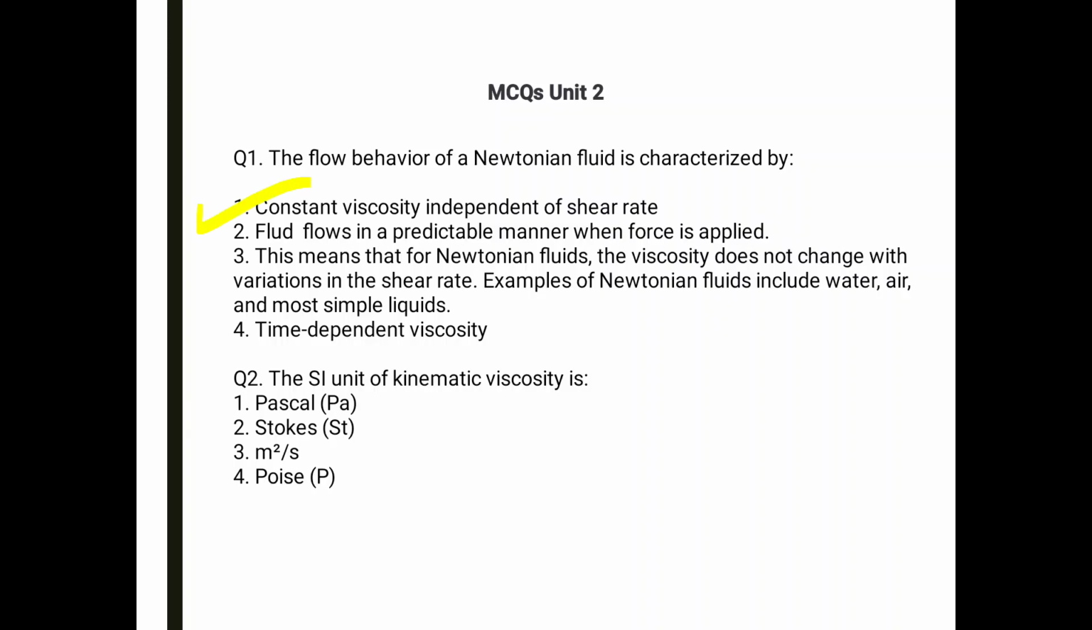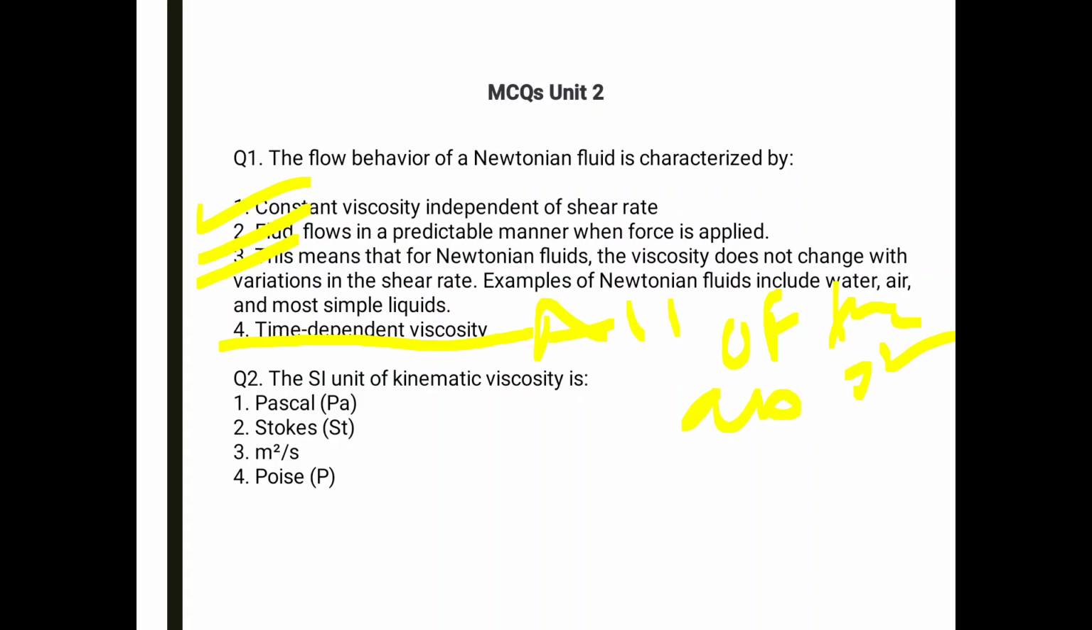So answer 1 is correct, 2 is correct and 3 is also correct, but 4th is not correct. So the answer is all of the above. Flow behavior of Newtonian fluid is characterized by constant viscosity independent of shear rate. Another, fluid flow in a predictable manner when force is applied. Another, Newtonian fluid, the viscosity does not change with variation in the shear rate.